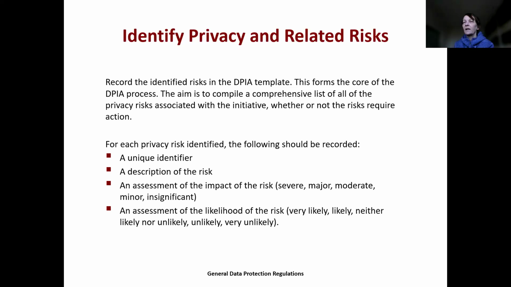And these are the gross, what's called gross risks. So before you have any measures in place. So what would happen if you had no controls in place and this happened? And then the assessment of the likelihood. So is it very likely or very unlikely?